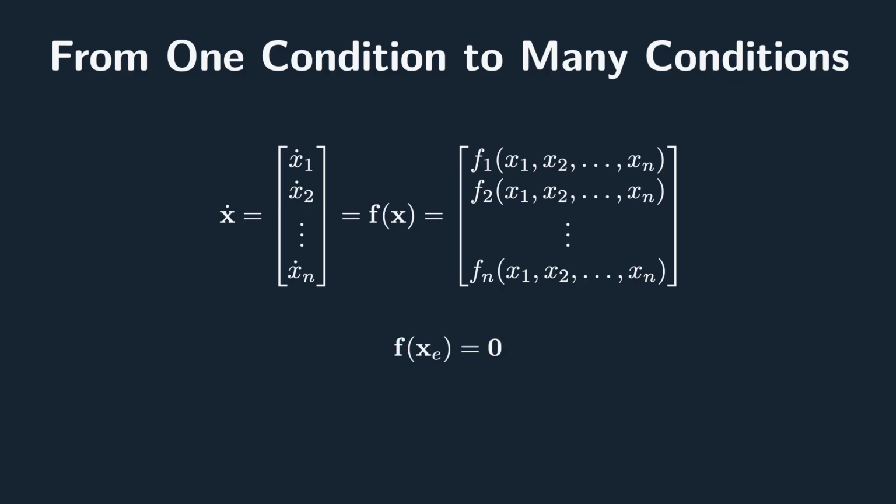At equilibrium, f of xe equals the zero vector. That means every entry of the vector must be zero at the same time. f1 of xe equals 0, f2 of xe equals 0, and so on. This is the useful state space idea. One compact vector condition represents many scalar conditions that must all be satisfied simultaneously.